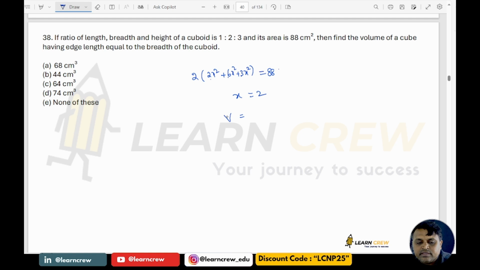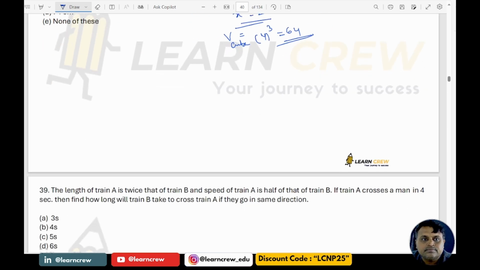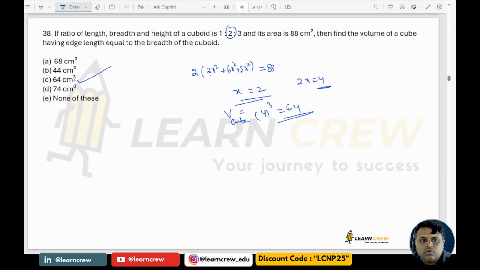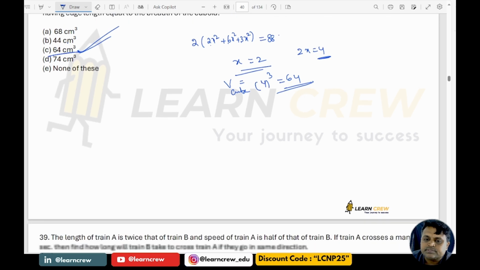Volume of the cube. If x is 2, then 2x is 4. Then the breadth of the cuboid is 4. Now volume of the cube is 4 cube, which is 64. So answer is 64 centimeter cube. See, by seeing the options, the only perfect cube here is 64. Directly you can go with this because the remaining are not perfect cubes.